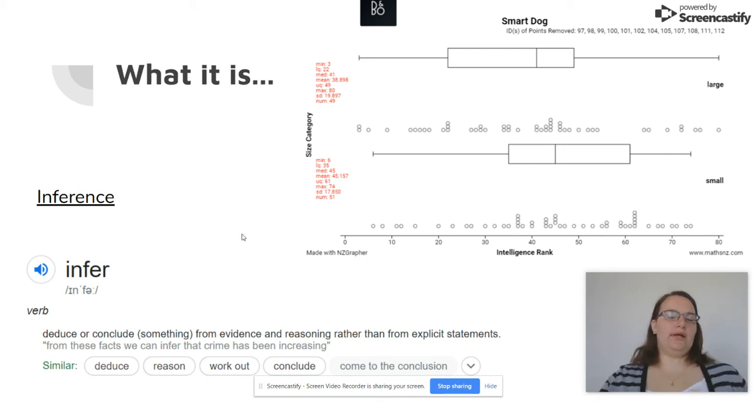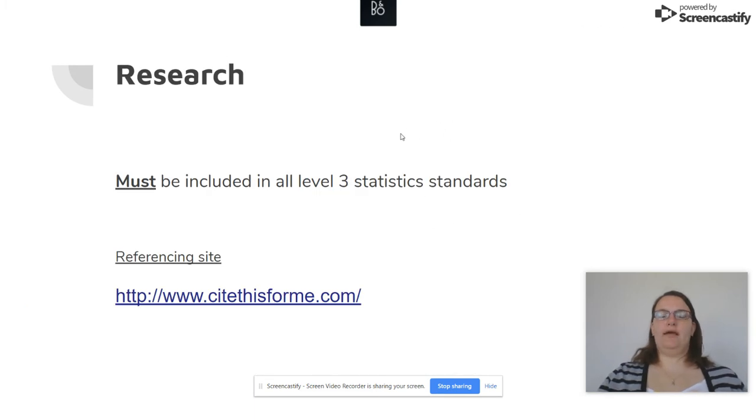One of the keywords I just used there was research. We are not reinventing the wheel. There are people out there who have wondered which are the smartest breeds of dogs for eons, to the point that certain breeds are bred for their intelligence. So research is a must. We must include research in all level 3 statistics standards. You're only going to do one level 3 statistics standard this year, but if you do statistics next year, you'll be required to do research in those as well.